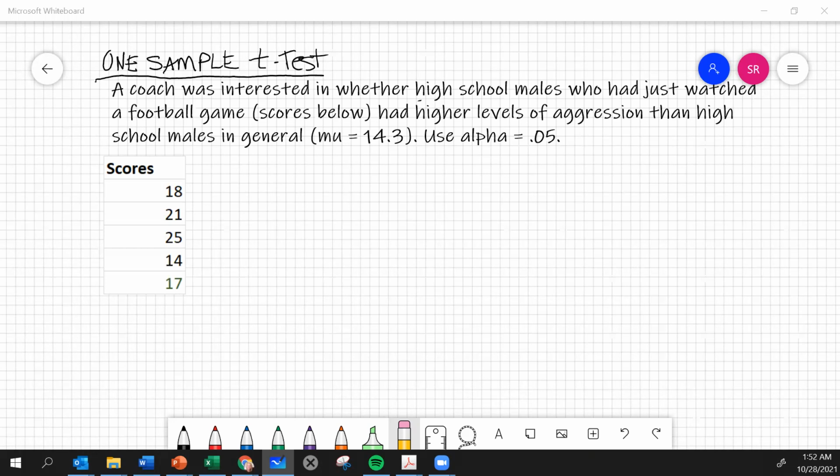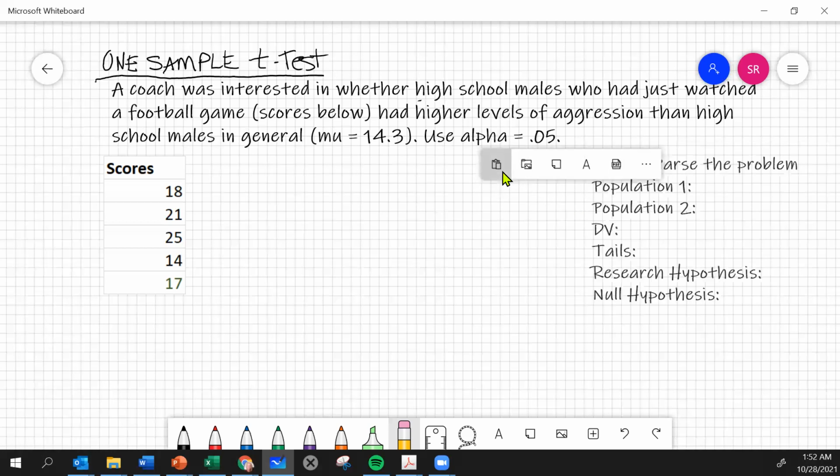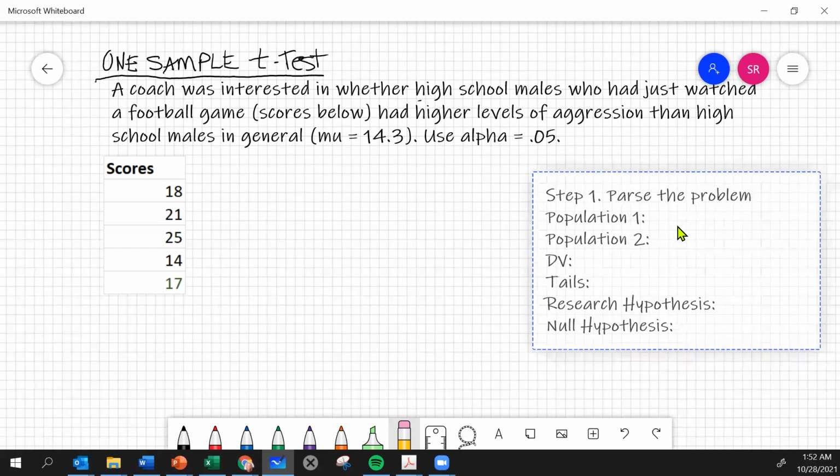Mu, or the population mean for high school males in general, is 14.3. We're instructed to use alpha equals 0.05 as our significance level. We begin as we have done before by parsing the problem. And I have laid it out for us. And so we will fill this in right here.